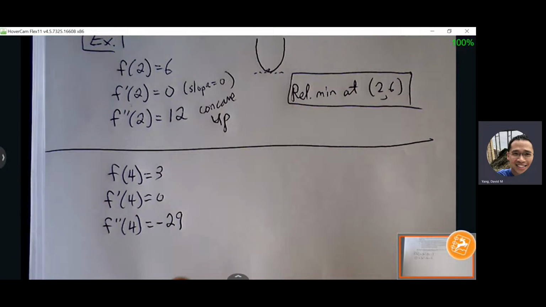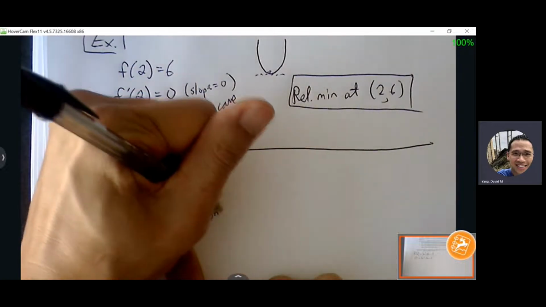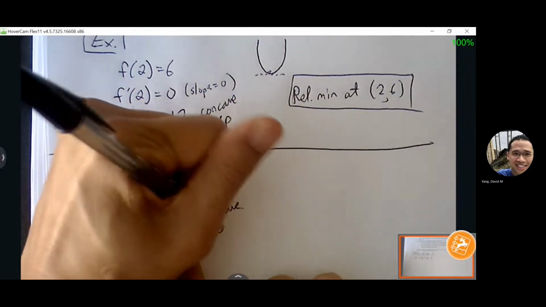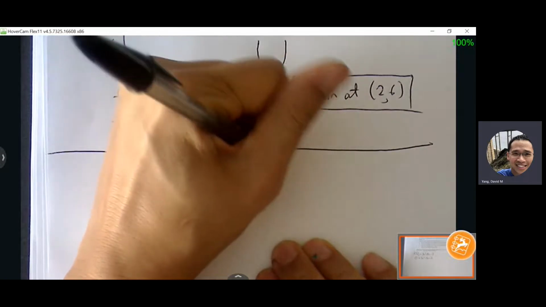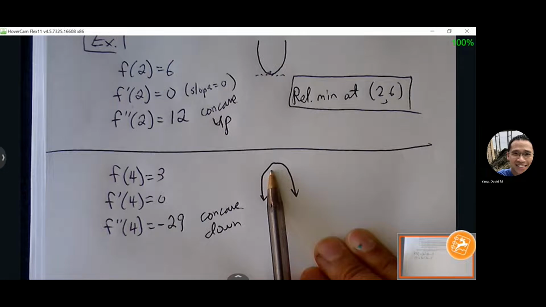Again, slope 0, but now what can I conclude here? Negative concavity, that must mean it's concave down. And if you can visualize concave down, you can convince yourself that there must be a what? Relative max.